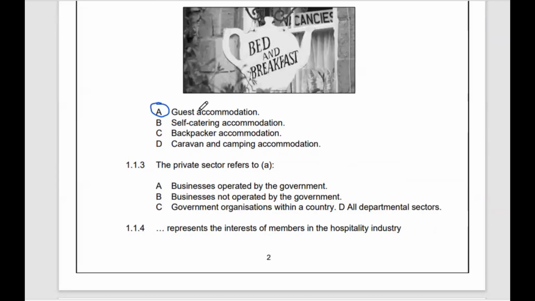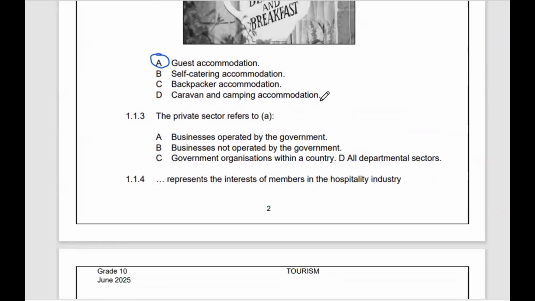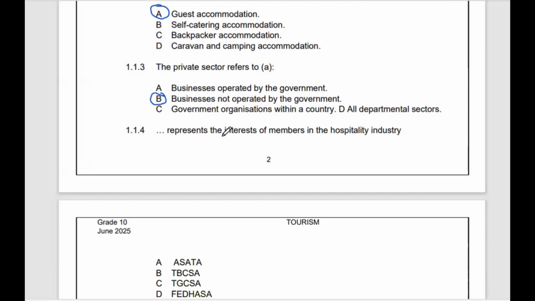Now moving on to the next question. The private sector refers to, when you are talking about the private sector. Remember, in tourism grade 10, we do have 2 different sectors. We have the private sector and we also have the public sector. When we are talking about the private sector, basically, we are talking about businesses which are not operated by the government, businesses which are in private hands. They are owned by individuals, they are run by individuals, they are not controlled in any way by the government. So that is what constitutes the private sector.